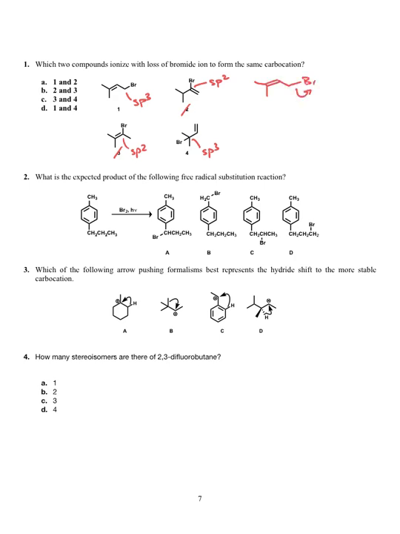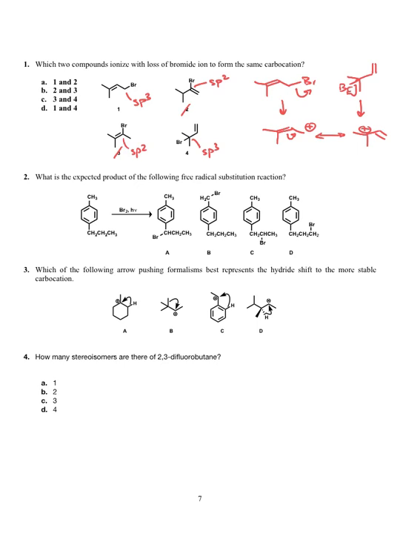that when bromine leaves, we form an allylic carbocation that has resonance. And so that same carbocation can form from compound 4 when that bromine leaves. So essentially compounds 1 and 4 both ionize to give the same carbocation.